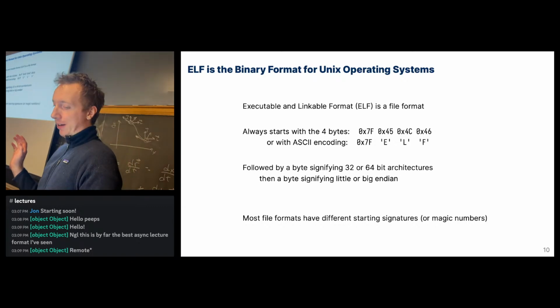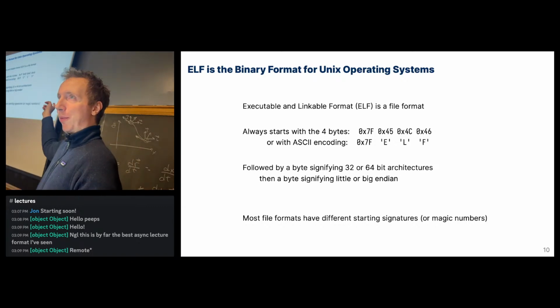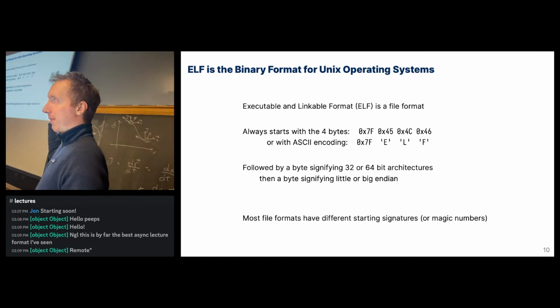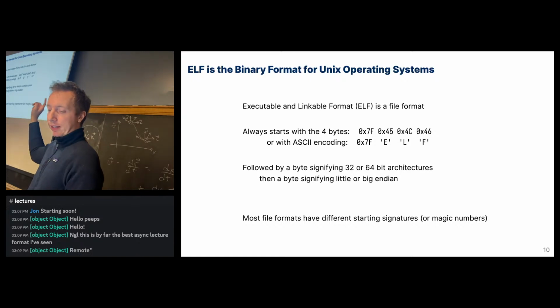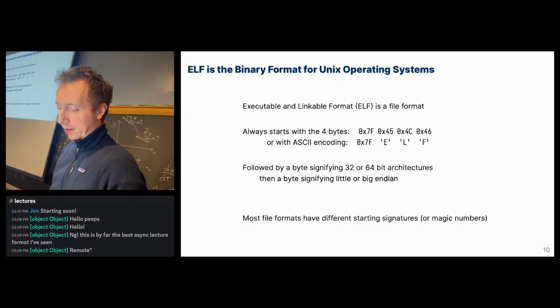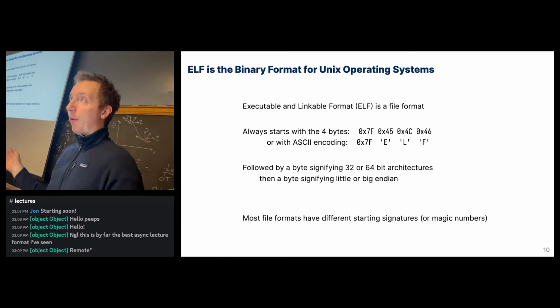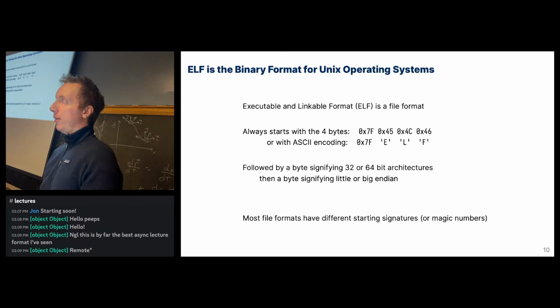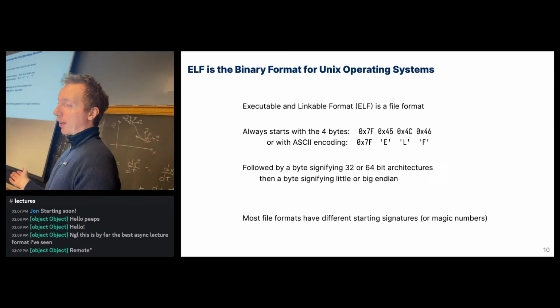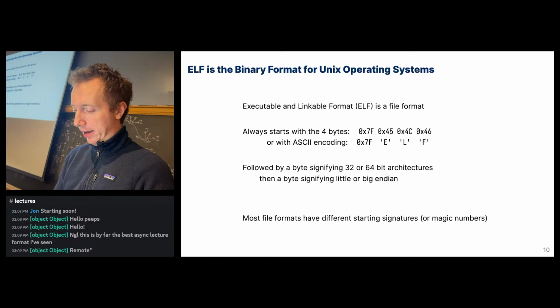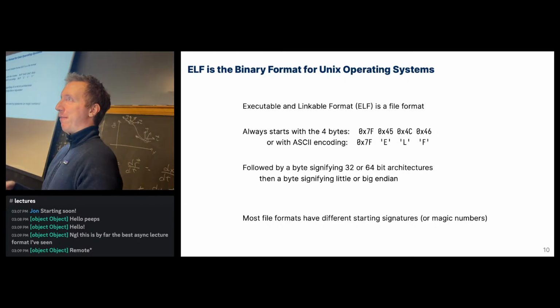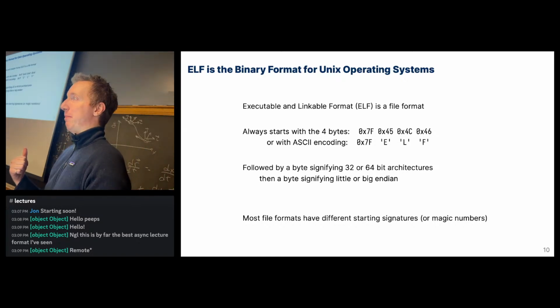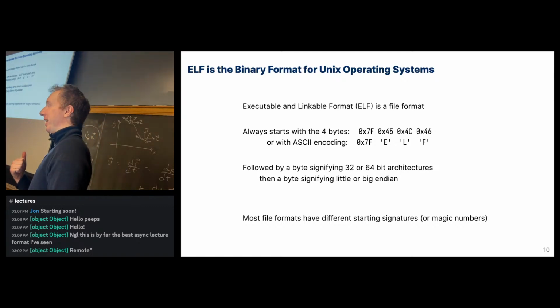Any ELF file will start with 4 bytes. What we saw before was 7F followed by the ASCII ELF, all in capital letters. And if you dive into the file format, there are some bytes after that that signify if it's a 32-bit or 64-bit machine, if it's little endian or big endian. Most file formats follow the same thing. Everything just has some magic numbers on it, and that's how you know what the file is.